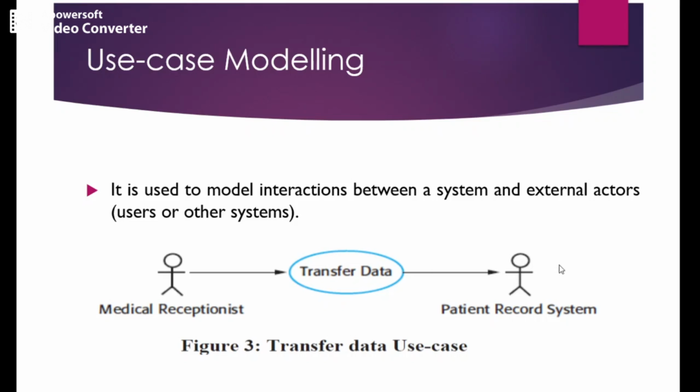Another one, you can see one more stick figure, that is an actor. Patient record system. So this actor is an external system, I can tell. It is an external system. And the interaction is represented using ellipse shaped. So what is the interaction name? Transfer data. So you will get to know that medical receptionist is transferring the data.